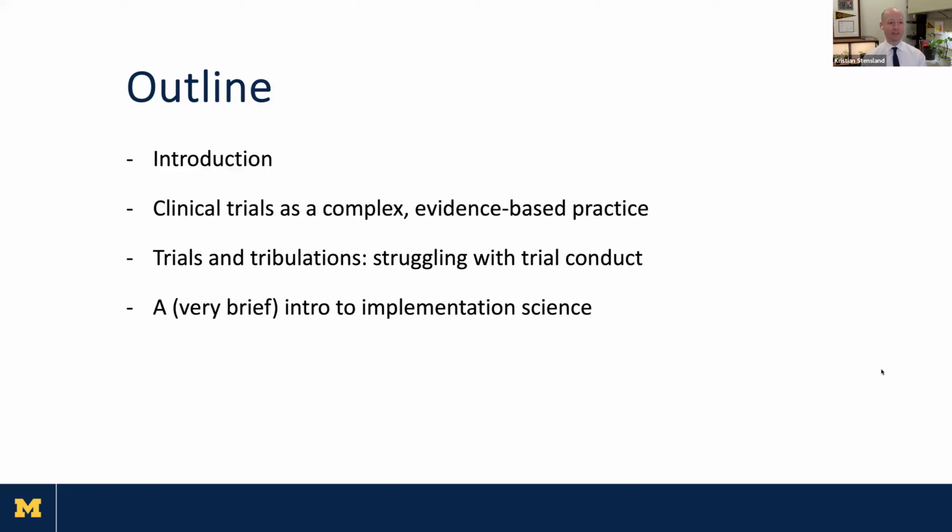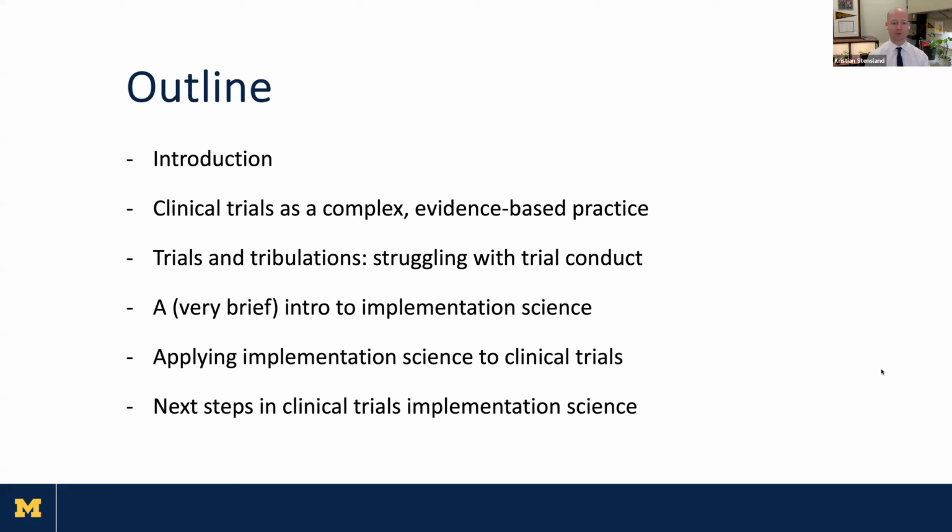We'll then give a very brief introduction to implementation science, including making implementation science almost too simple, and then how we're proposing applying these implementation science frameworks, and really the whole implementation science approach, to clinical trials. Again, we're trying to improve the conduct, efficiency, and ultimately the equity of how our clinical trials run. And then I'm going to talk very briefly about next steps in clinical trials implementation science.